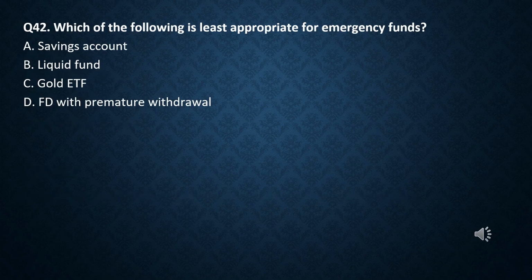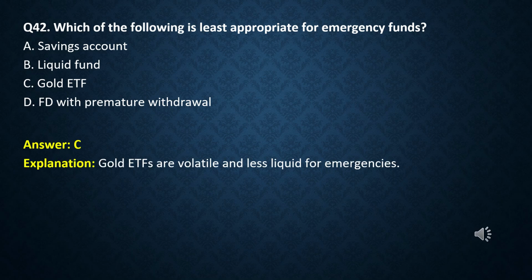Next question. Which of the following is least appropriate for emergency funds? Option A savings account, option B liquid fund, option C gold ETF, and option D FD with premature withdrawal. Correct answer is option C gold ETF. Those are volatile and less liquid for emergencies.